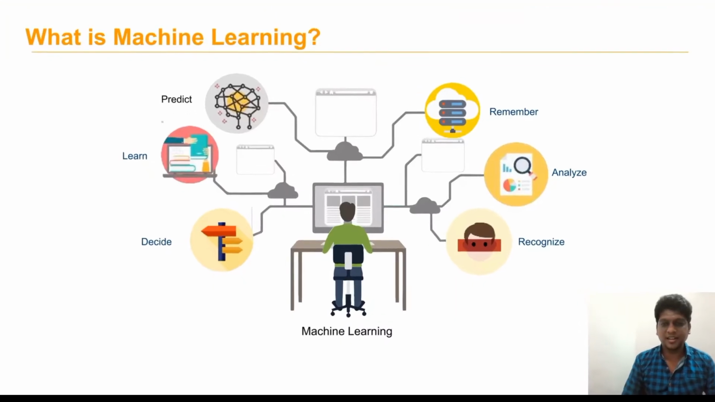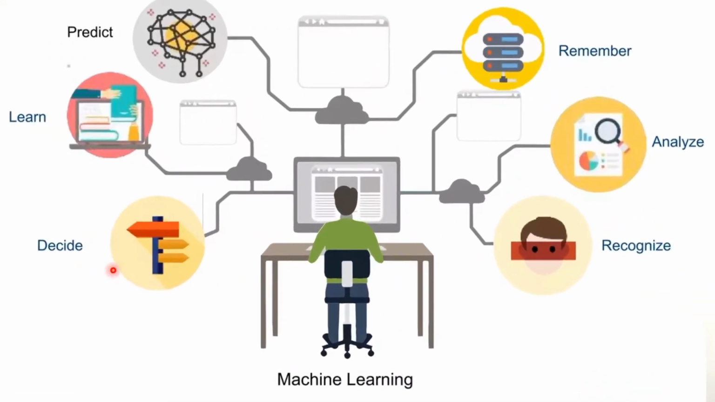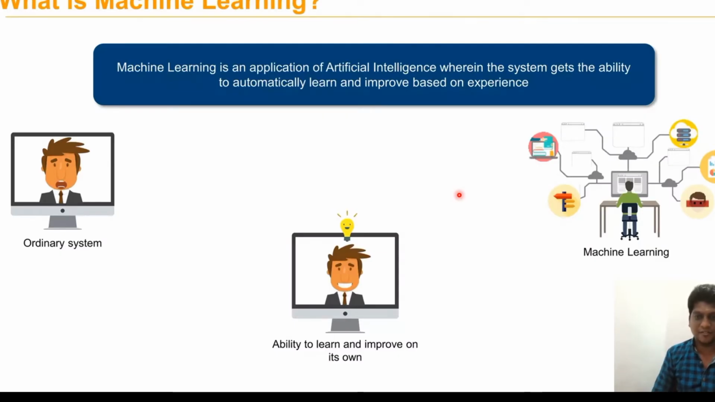Role of machine learning in this decision tree: it decides which one is good, it learns from the data, it predicts the future, it remembers the past values, it helps to analyze the data, and it recognizes the data which we provided. Machine learning is a branch of artificial intelligence. It automatically learns and improves its performance based on experience. An ordinary system can't do these things.